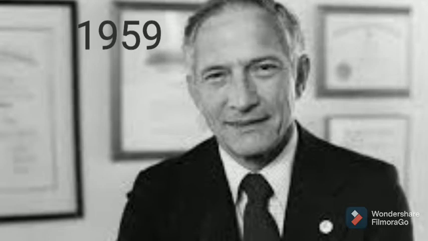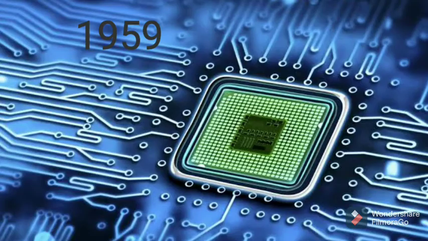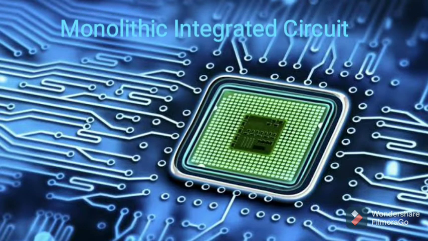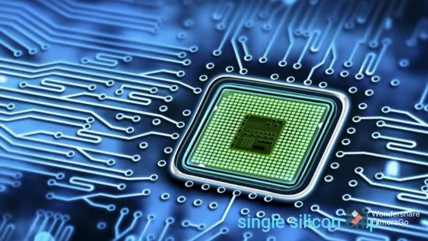In 1959, Robert Noyce patented the first monolithic integrated circuit, which combined multiple transistors on a single silicon chip. These early chips didn't have many transistors, but they enabled much smaller and more complex circuit designs.